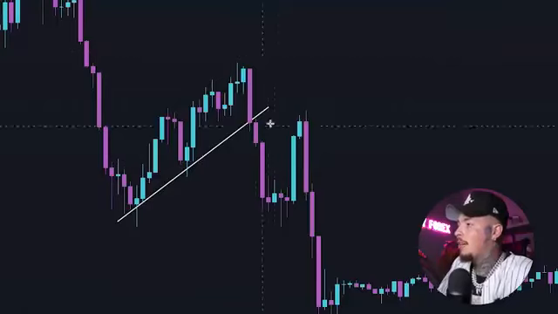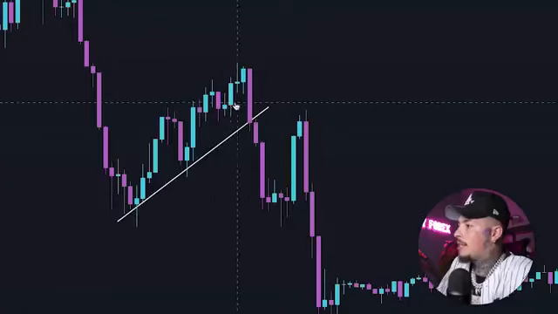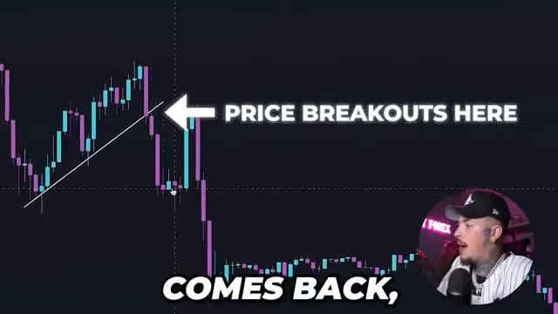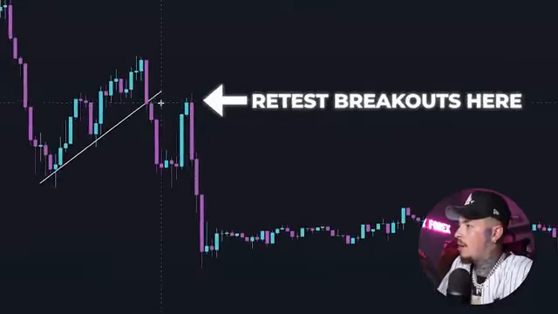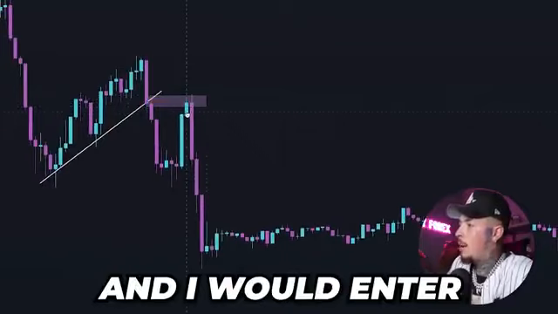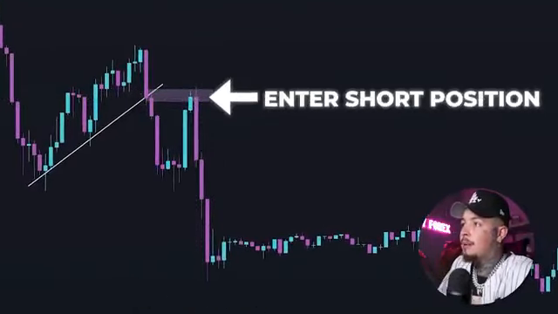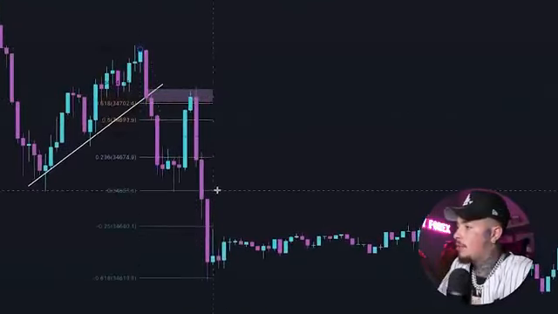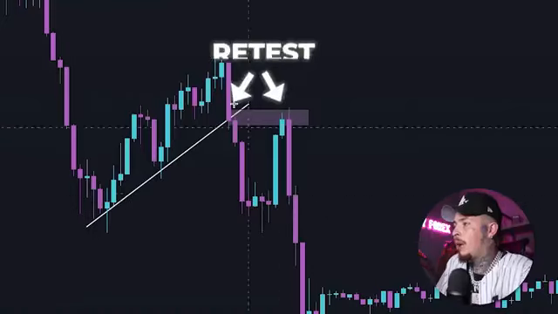What that would look like, and this is a good example of it working really well, but it doesn't always work this well. As you guys can see, price breaks out here, comes back, retests the breakout zone. So now we have a retest of the break zone, and I would enter my short position right here. Sometimes I would even use my Fibonacci tool on that push to get a good entry. But again, the problem with this is, yeah, I'm waiting for that retest.